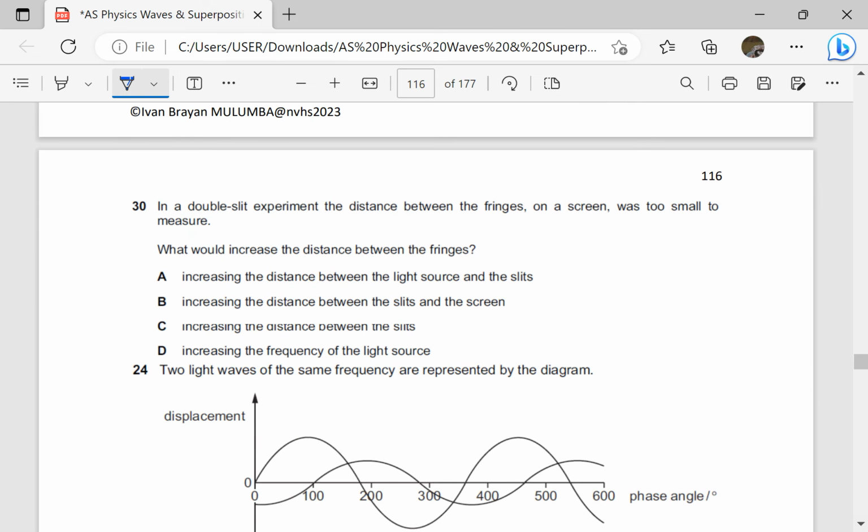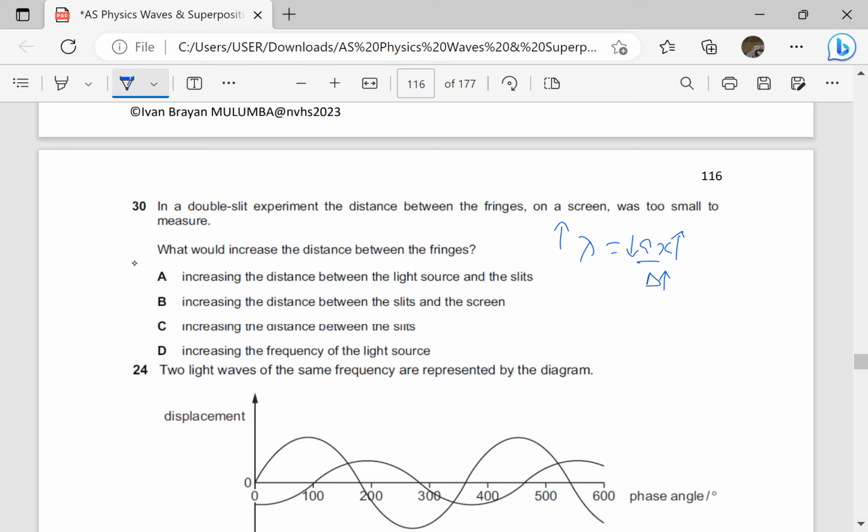In a double slit experiment, the distance between the fringes on a screen was too small to measure. What would increase the distance between the fringes? For double slit, lambda is equal to ax over D. We want to increase x. Either we increase the wavelength, or we increase D, or we decrease a.